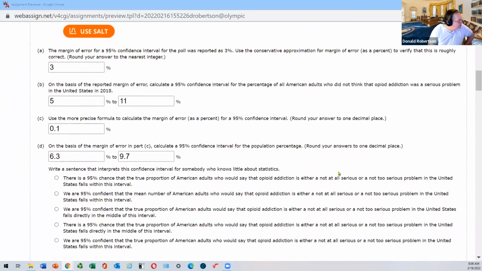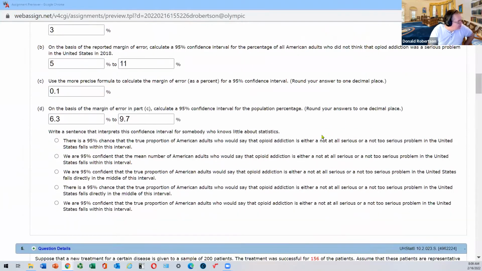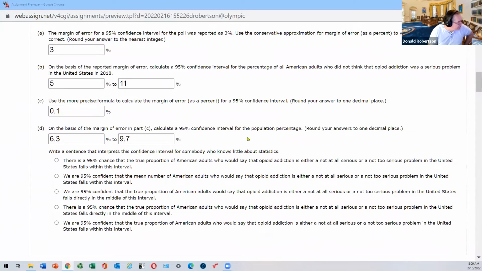So we are looking at, based on this sample from 2018, since it's a 95% confidence interval, that we're 95% sure somewhere between here and here. And there's our sentence.